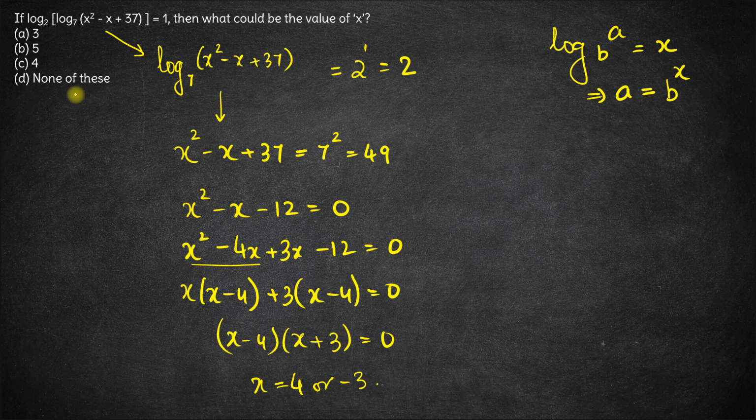So the correct answer here will be x is 4 or minus 3, option C. Only x equals 4 is there in the options. So option C here is the right answer. Thank you.